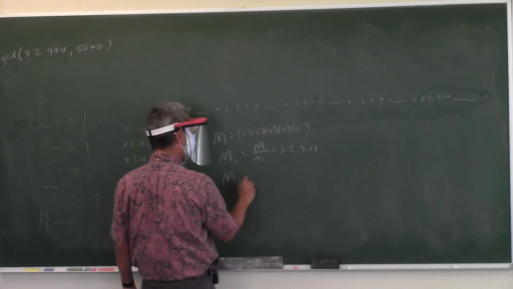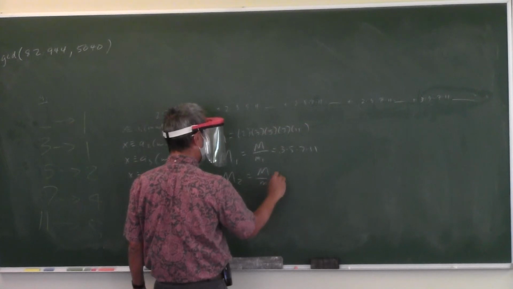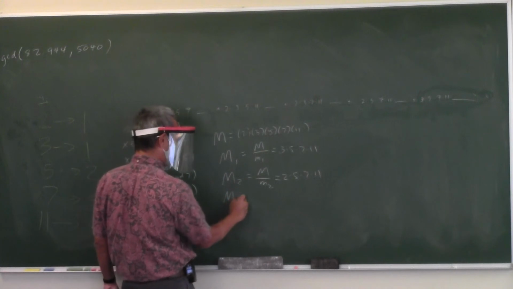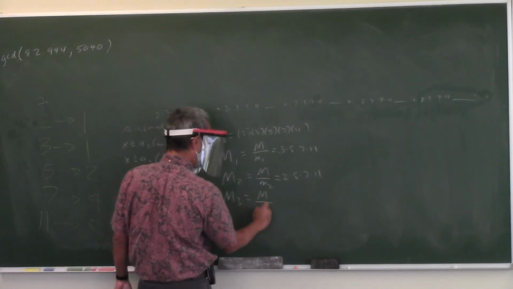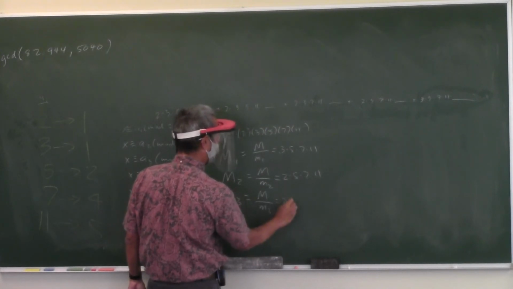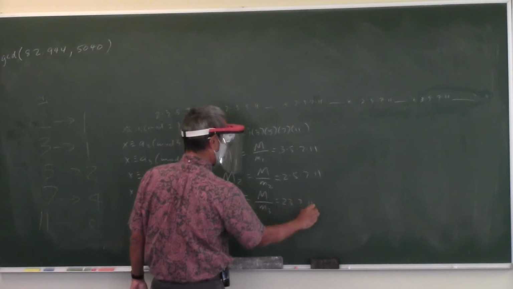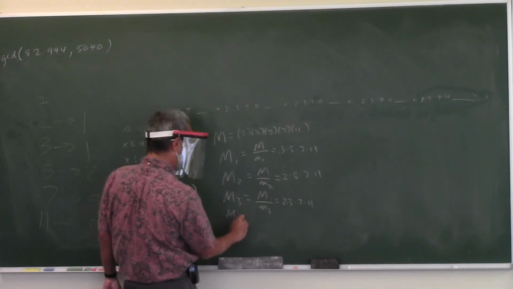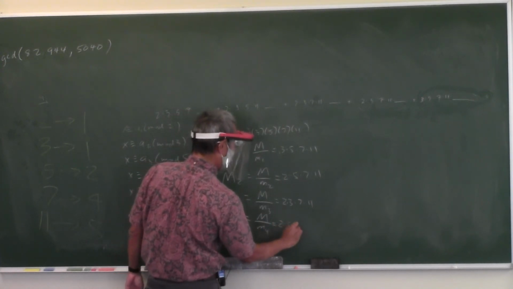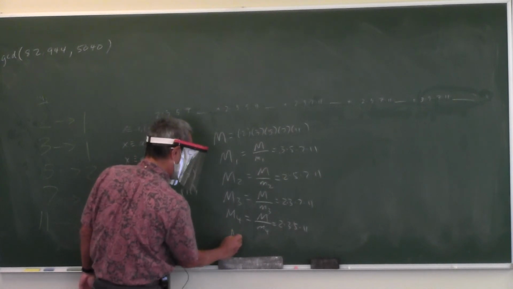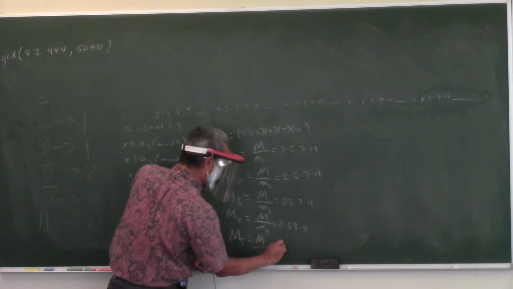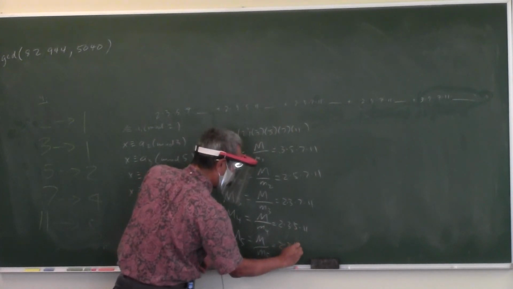What is capital M2? That is M over m2, which is 2 times 5 times 7 times 11. Capital M3 is M over m3, which is 2 times 3 times 7 times 11. M4 is M over m4, which is 2 times 3 times 5 times 11. And finally, M5 is M over m5, which is 2 times 3 times 5 times 7.